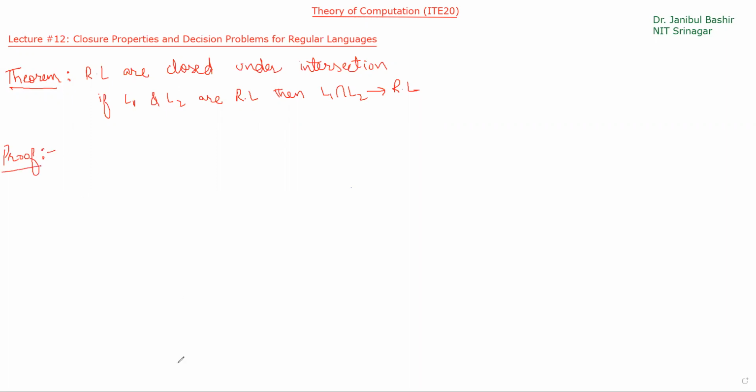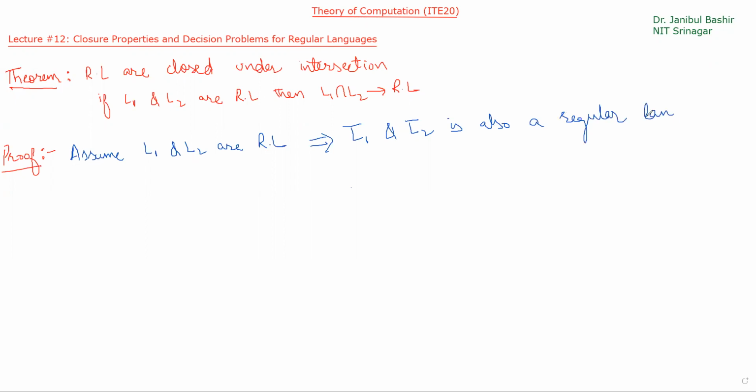So how can we prove this? We can prove this by the following formula. So let's assume L1 and L2 are regular languages. Then we can say L1 complement and L2 complement are also regular languages. Okay, why? Because we have proved that regular languages are closed under complementation, that means if L1 is a regular language, its complement is also a regular language.